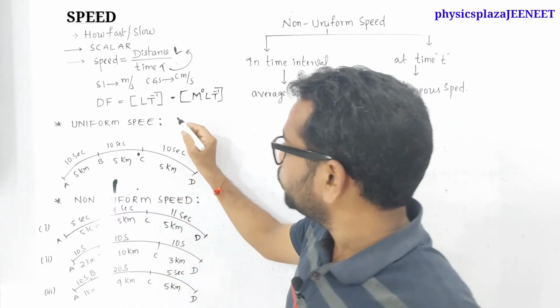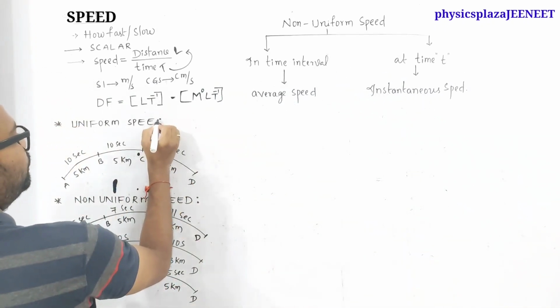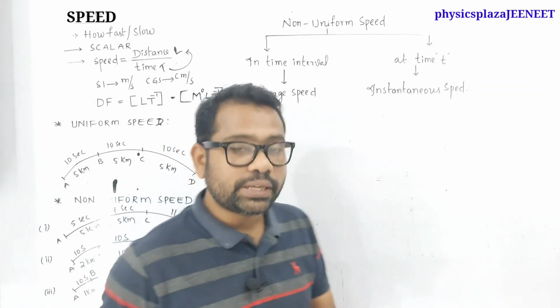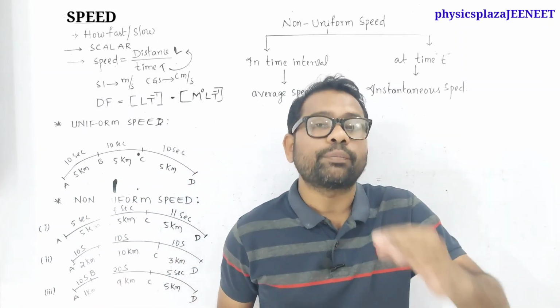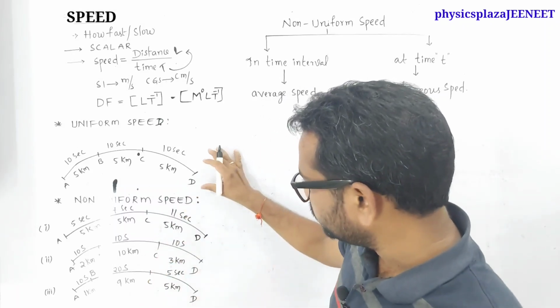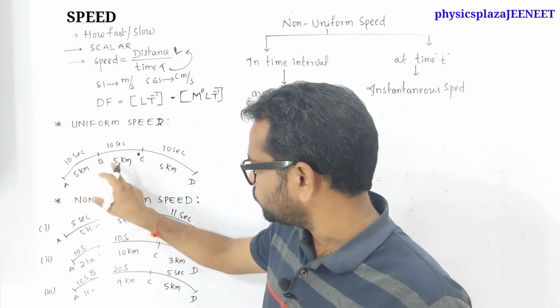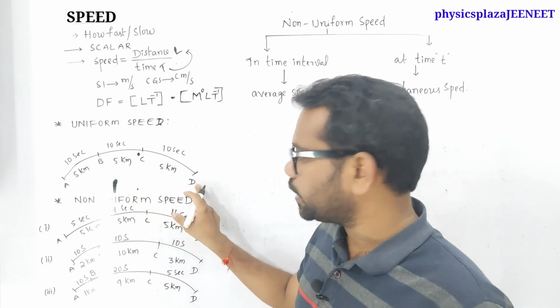The first one is uniform speed. Please excuse me. So when can you say that a body is moving with a uniform speed? Children, look here. In this example, A to B is 5 kilometers, B to C is 5 kilometers, C to D is 5 kilometers.